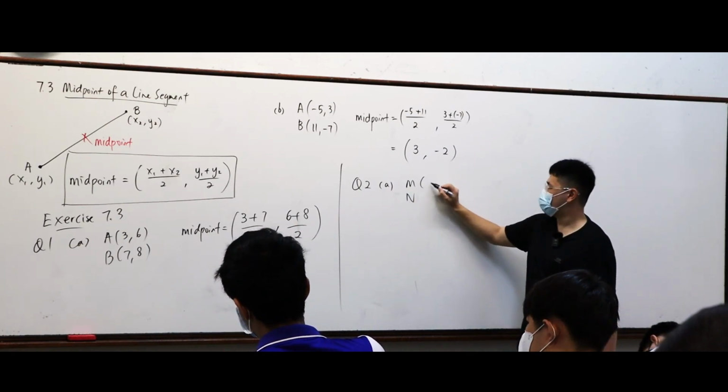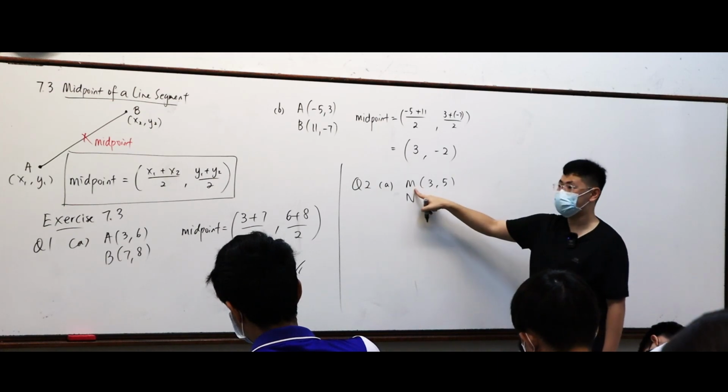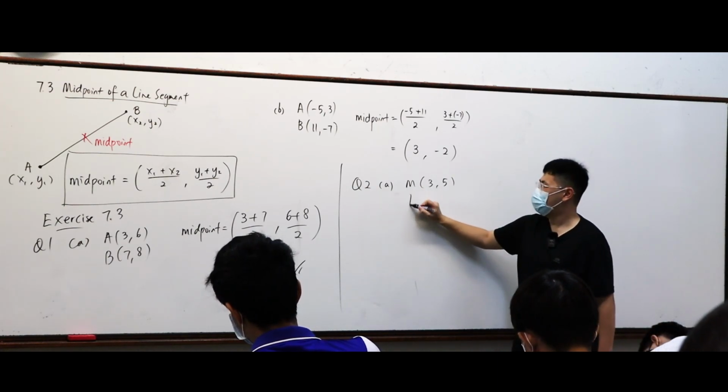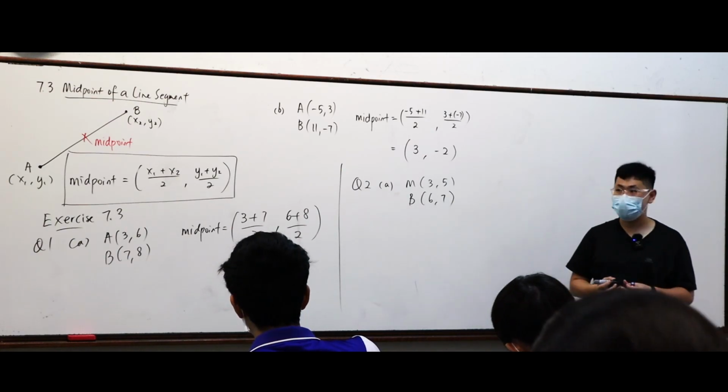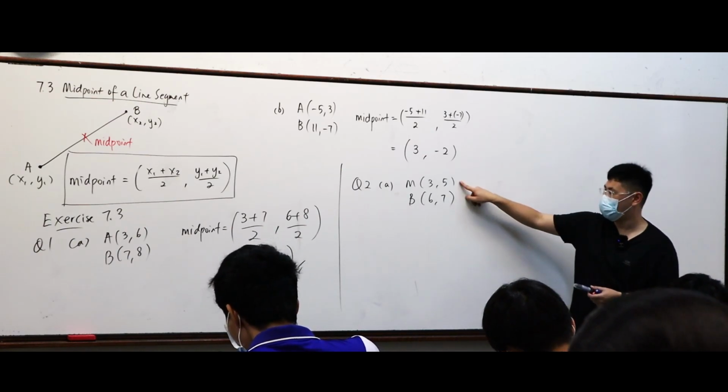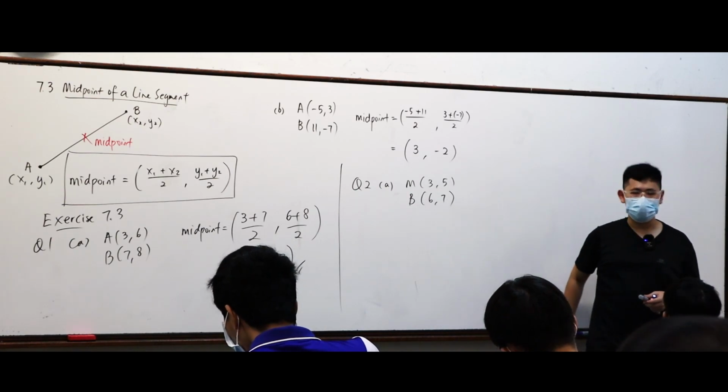So M is (3, 5). Or M is the midpoint, sorry. B is (6, 7). And then we need to look for the unknown point A. So this one is the midpoint, and this is the unknown point A.